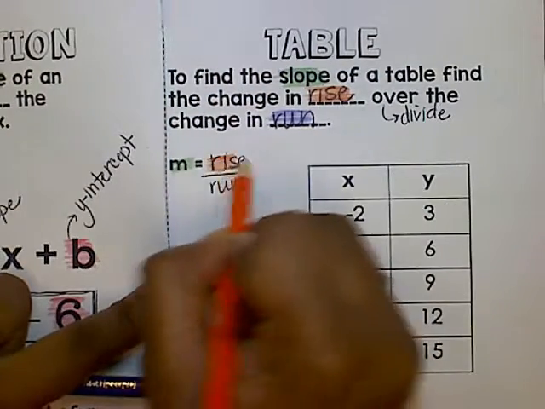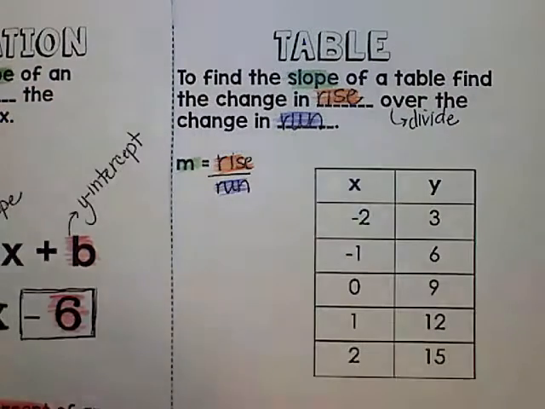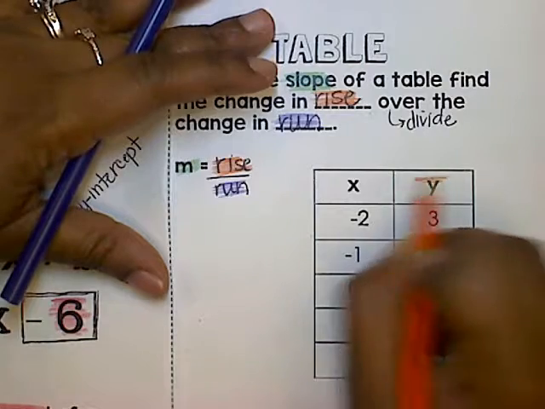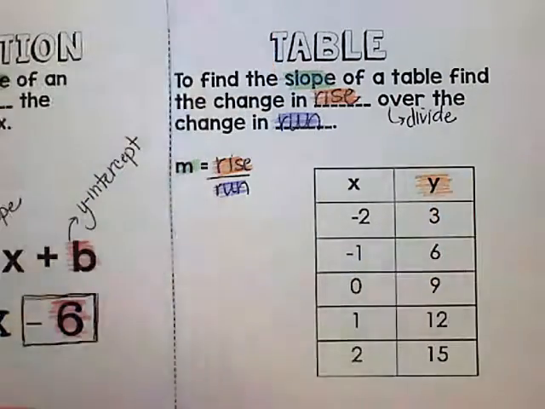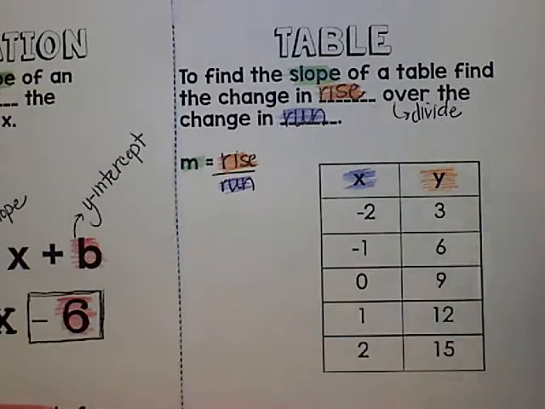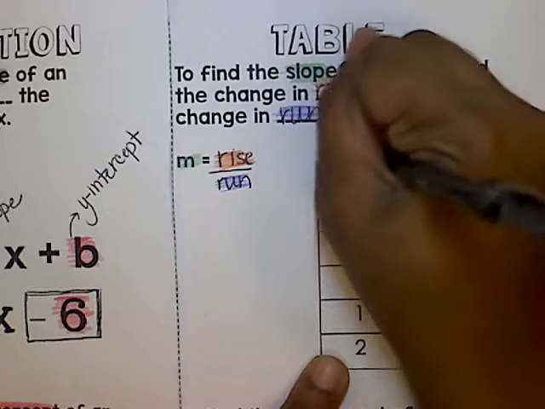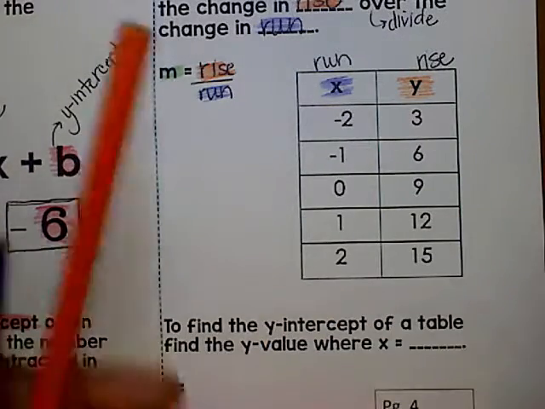And we should know our rise is our y values. Our run is our x values. So rise goes up and down, run goes left to right. And so now we can find that change. Let's start with our rise.